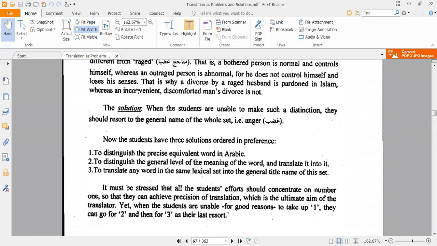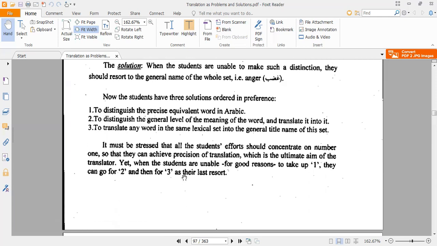So how can we deal with words like this in translation? First of all, we determine the similar words. Then we can figure out the slight differences between these two words. I mean, slight differences mean distinguishing the general level of the meaning: this level, the second level, and the third level. Then we render every set of words the same.